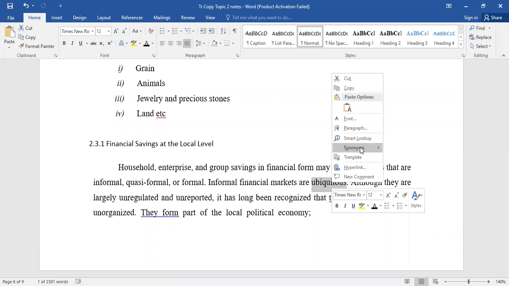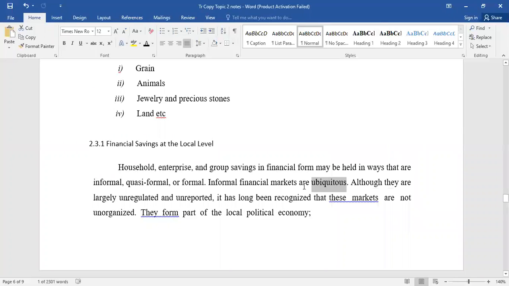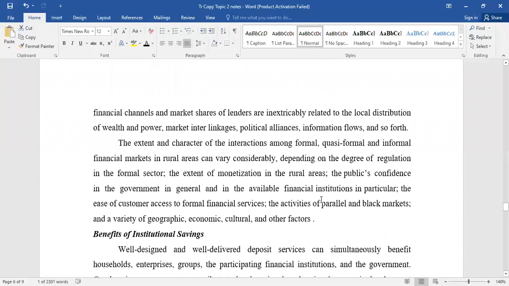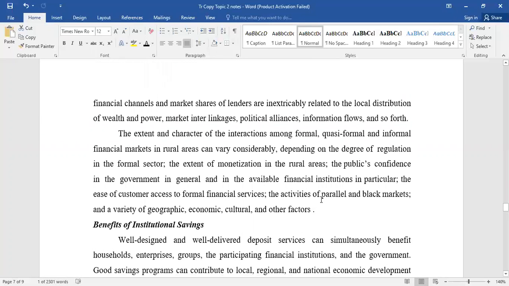We can look at the synonyms. It means universal. You can say abundant. There are so many. So most of the people who are lying outside there in the formal, quasi-formal, or the formal sector, there are so many. We just need to take this gospel of savings and we'll be home and dry. Now, although they are largely unregulated and unreported, it has long been recognized that these markets are not unorganized. They are so organized. And if you want to know where the money is, I told you, kwa hizi chama za kina wamama and the like, that's where the money is.